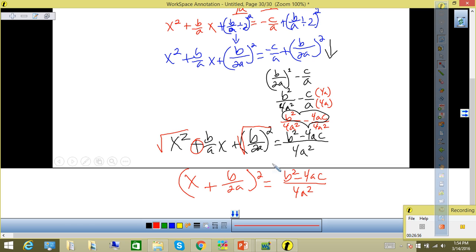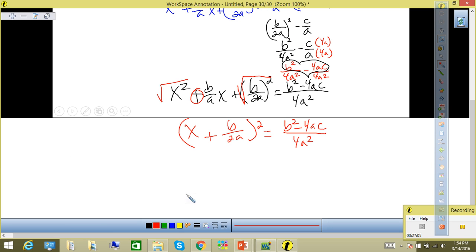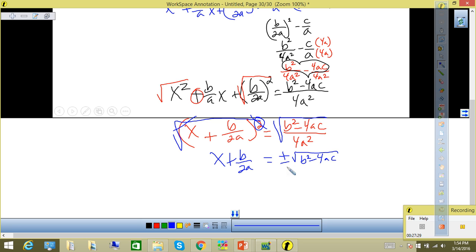Continue from there. Caden, what do I do from there? Square root. Why do we skip the square root? So you can get rid of the square. So square root here. And on the other side, we're left with x plus b over 2a equals plus or minus the square root of b squared minus 4ac over 2a.